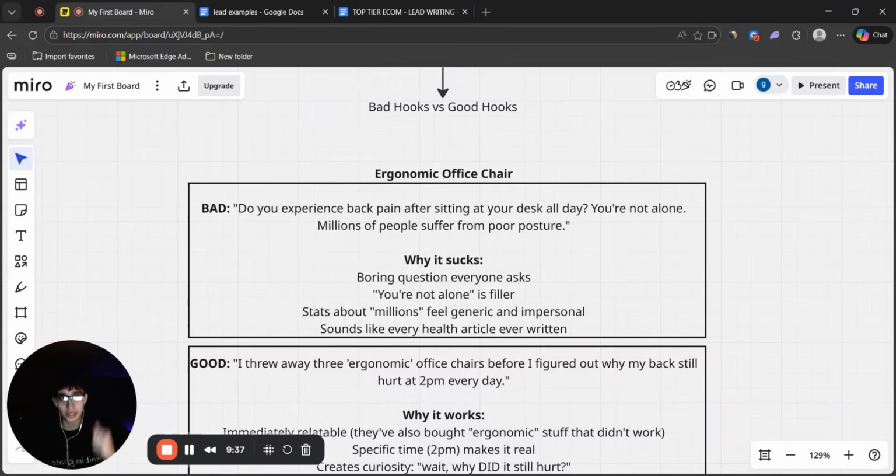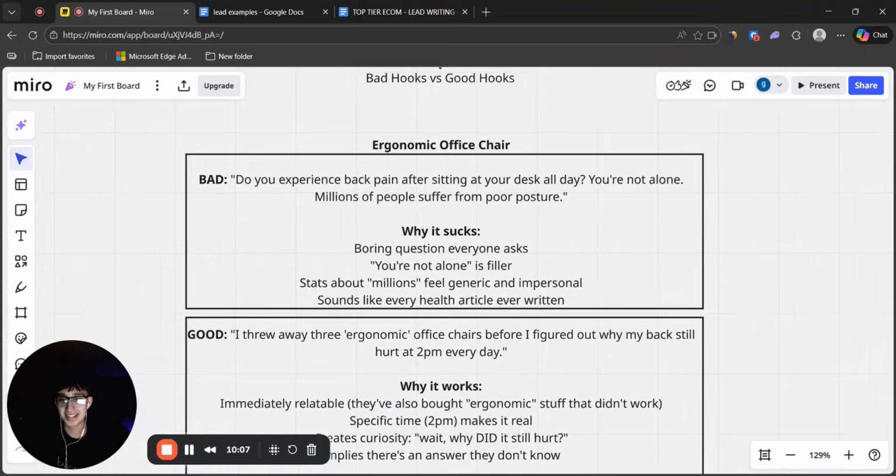"You're not alone" is filler. That's everywhere. Tell me something that nobody else says. Stats about millions feel generic and impersonal. It's not personalized. What percentage of Americans work in an office all day and get back pain because their chair sucks? There's nothing personal about it. It sounds like every health article ever written.